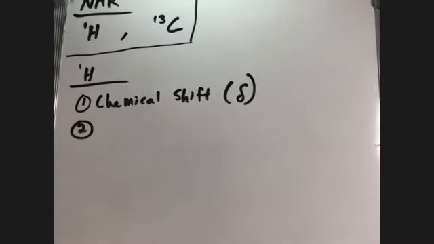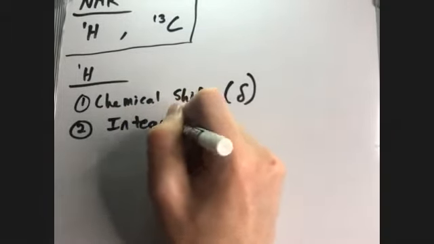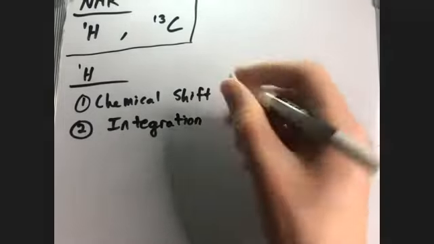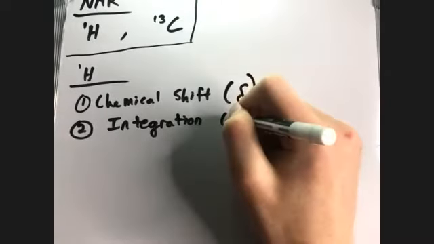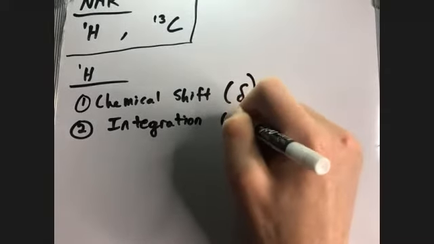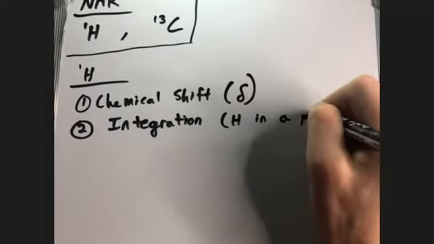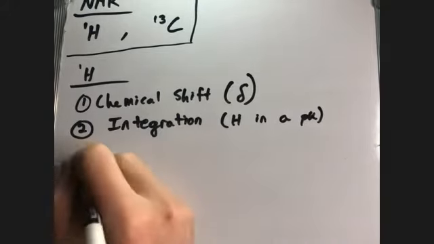And then secondly is the integration, which is just, you won't have to do any integration. It's not like calculus. It's just determining the area under the peak. So this tells you how many hydrogens correspond to that peak, basically. And you won't have to do anything about the integration part. It will be done for you and it'll tell you how many hydrogens, but you just need to know that that's what is meant in this part.